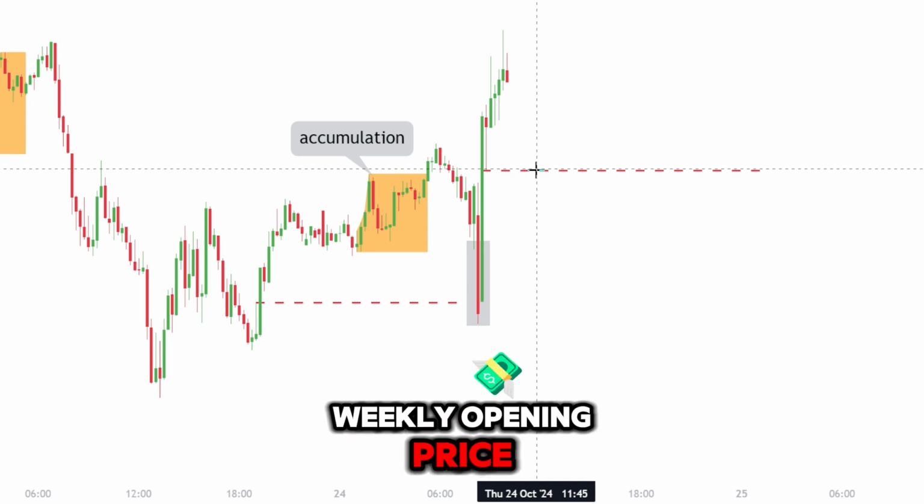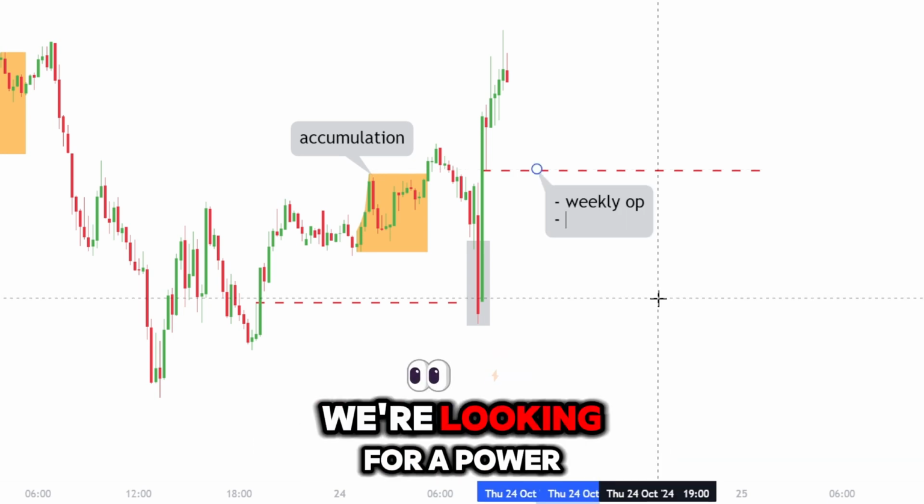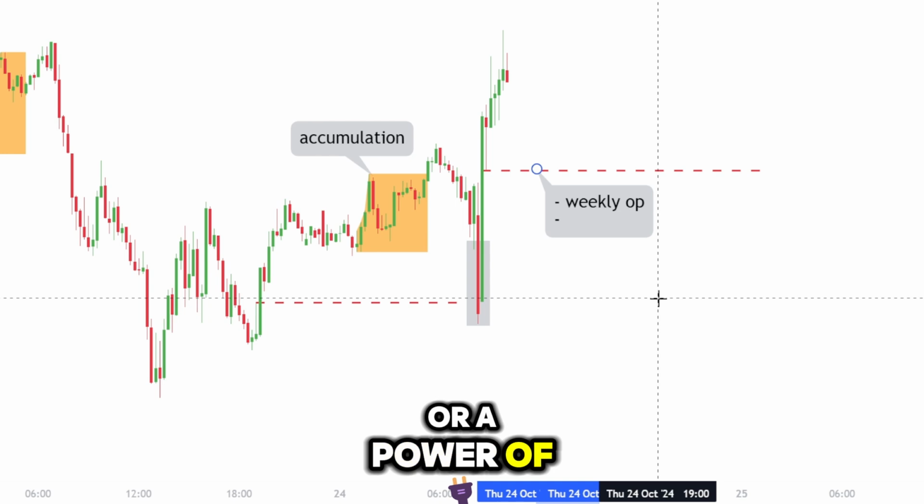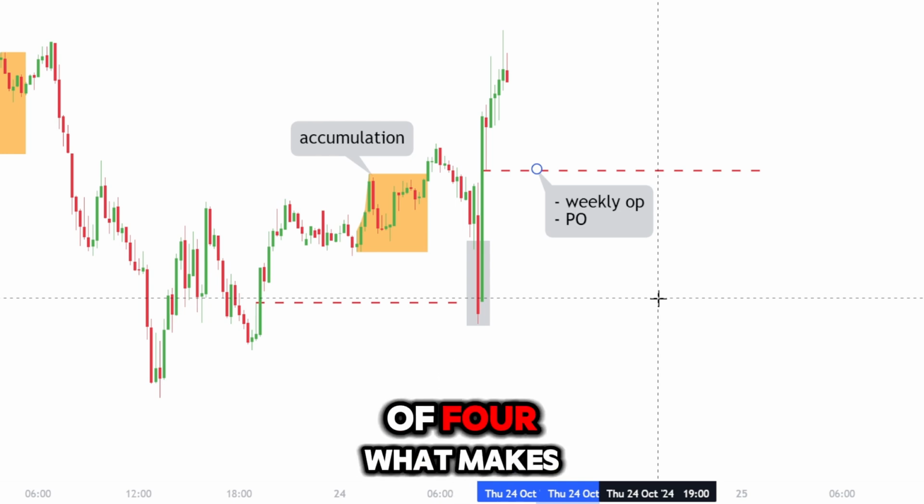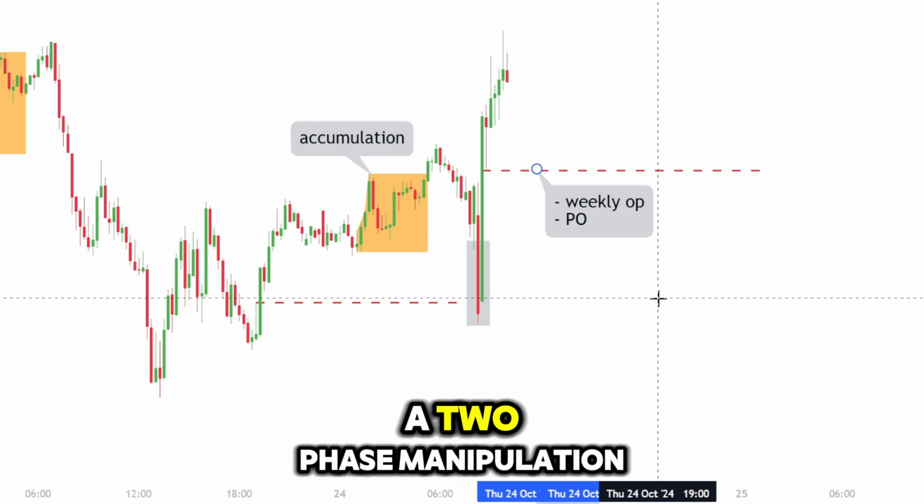I'll just write OP for short: weekly opening price. The second thing we're looking for is a power of 3 or a power of 4. In this case, we see a power of 4. What makes it a power of 4 is that we have a two-phase manipulation.